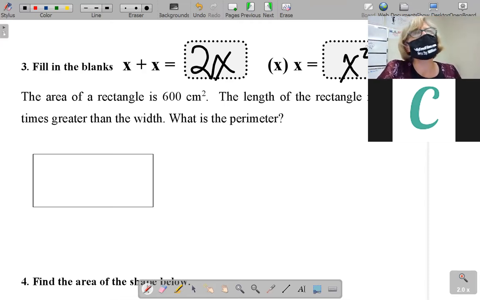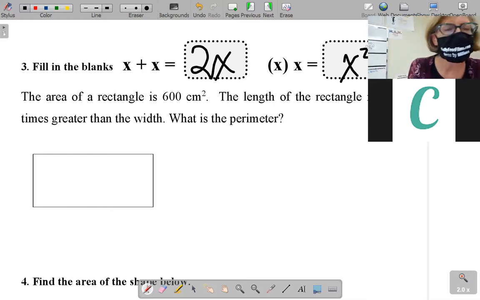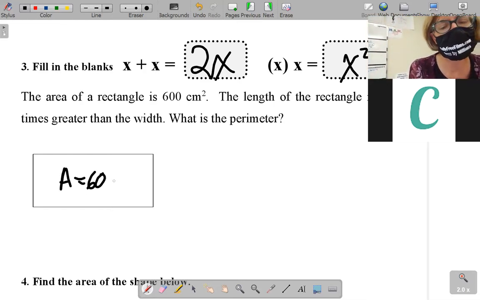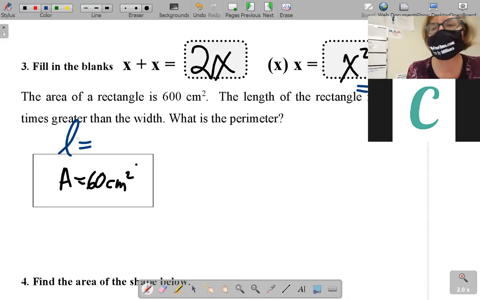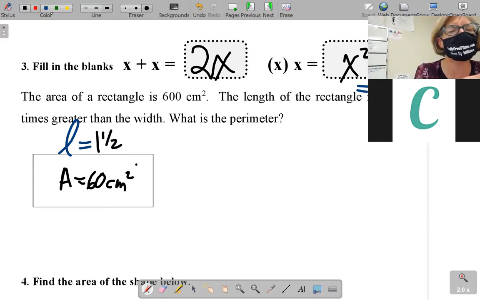So I'd like you to take about 30 seconds and just label with the information you have. And let's see if we label kind of the same. Just label it. Okay, let's see how you did. So we have the area. So area equals 600 centimeters squared. Length is, do you notice that that's an equal sign, right? Cameron? Yeah. Okay, so it's going to be 1 1/2 times the width. So the length is that. That's W, and then this is 1 1/2 W.